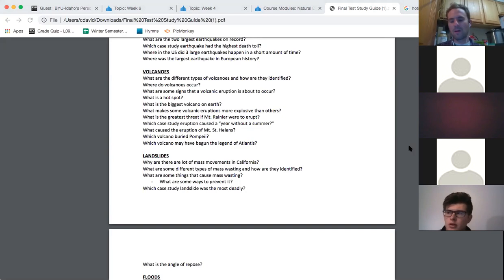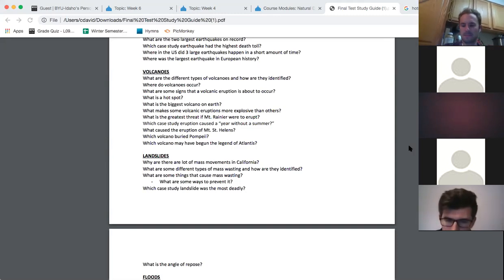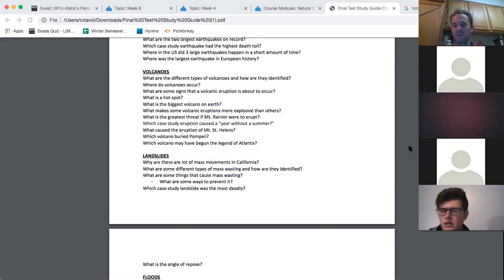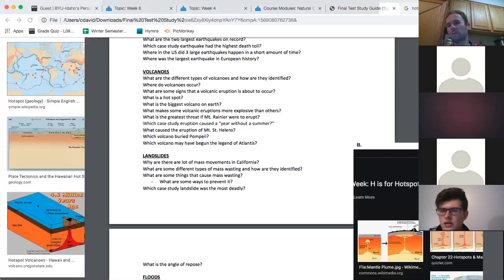I'll give you a hint here. Okay, there's the hint in the chat. Oh, is it like Yellowstone? Yeah, Yellowstone actually. Yellowstone is the current volcano that we know is still active that has the greatest eruptive power.